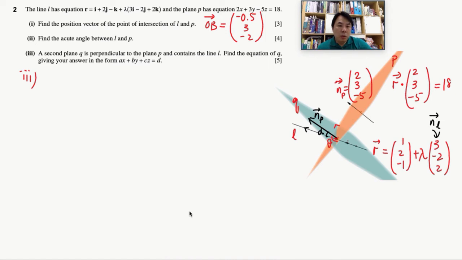In order to work out the normal to the plane Q, I'm going to clean up a bit here so that we can see what we are looking at. We don't need this anymore.